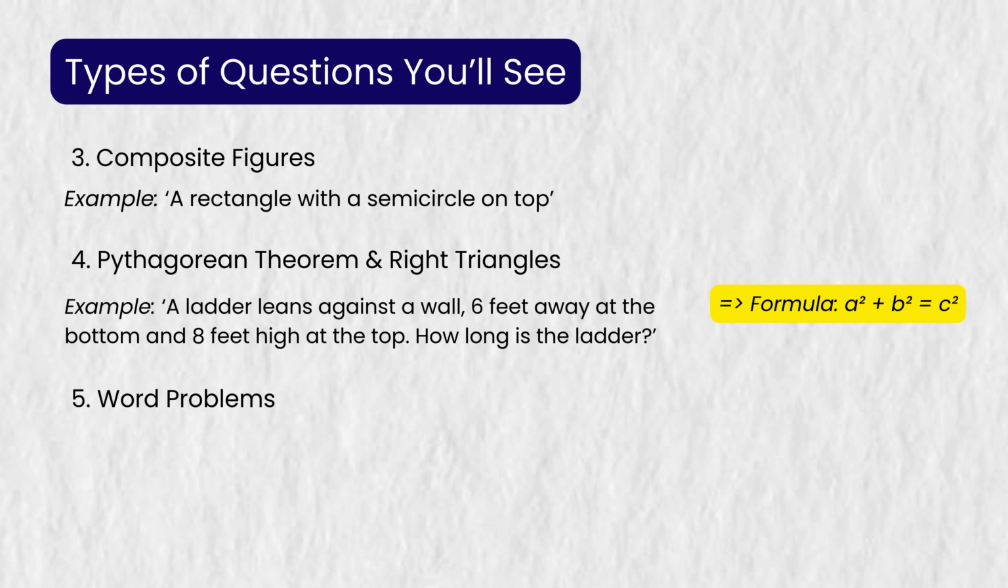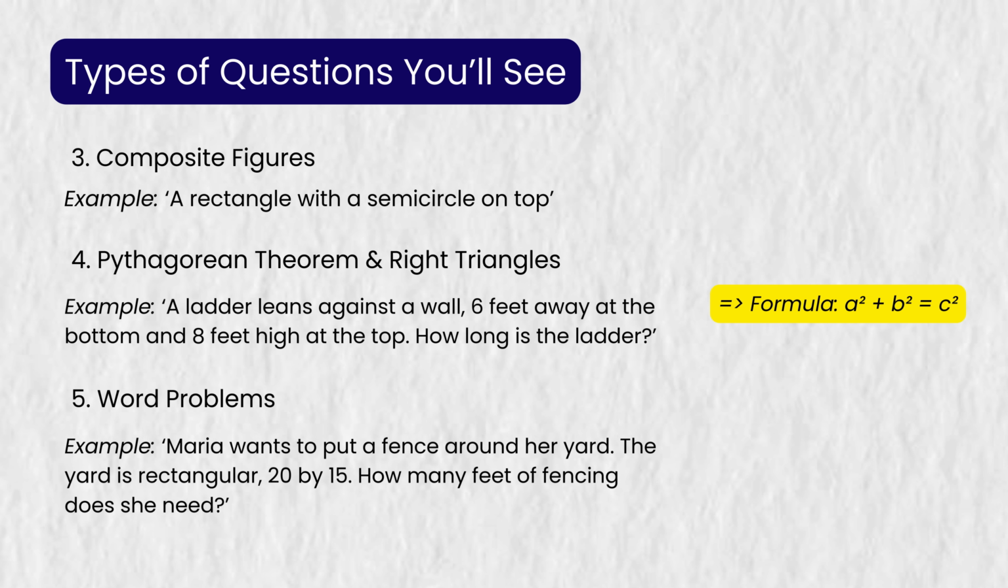Fifth, word problems that hide geometry inside. The test loves to disguise simple geometry in real-life stories. Example: Maria wants to put a fence around her yard. The yard is rectangular, 20 by 15. How many feet of fencing does she need? That's perimeter. Add up all 4 sides.